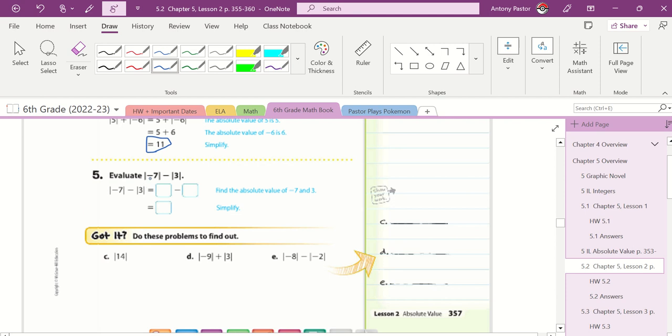Evaluate absolute value of -7 minus the absolute value of 3. The absolute value of -7 will become just 7. The absolute value of 3 will become 3. We then add our subtraction back into it because it was an equation. 7 minus 3 will equal 4. And that's it. Now let's do these ones.